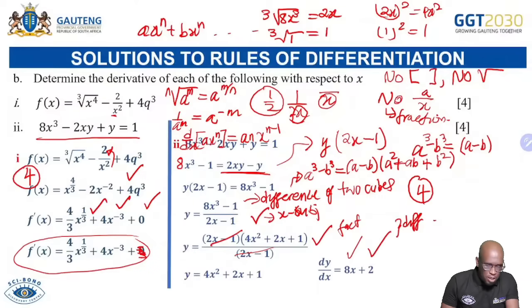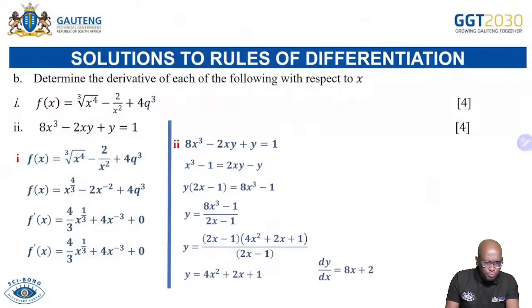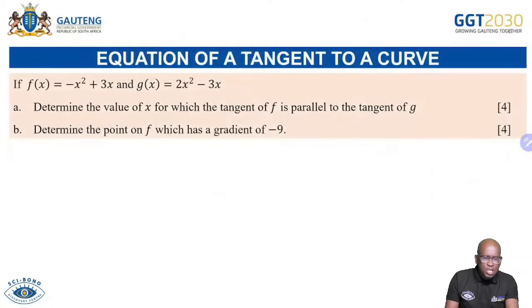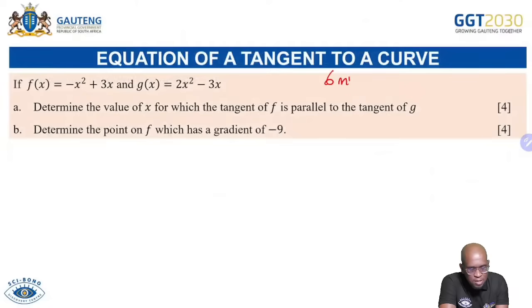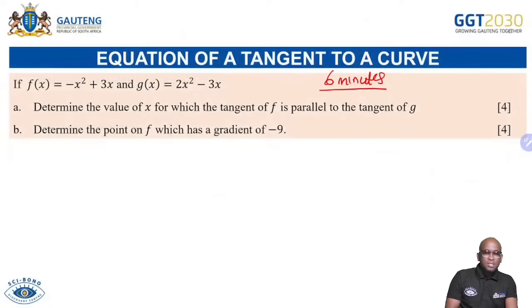All right, moving on. The next question now speaks to the equation of a tangent to a curve. For this question, I'll give you a total of 6 marks. Okay, no, it's 8 marks. So I'm giving you a total of 6 minutes. I made a mistake there. So your 6-minute time starts now.